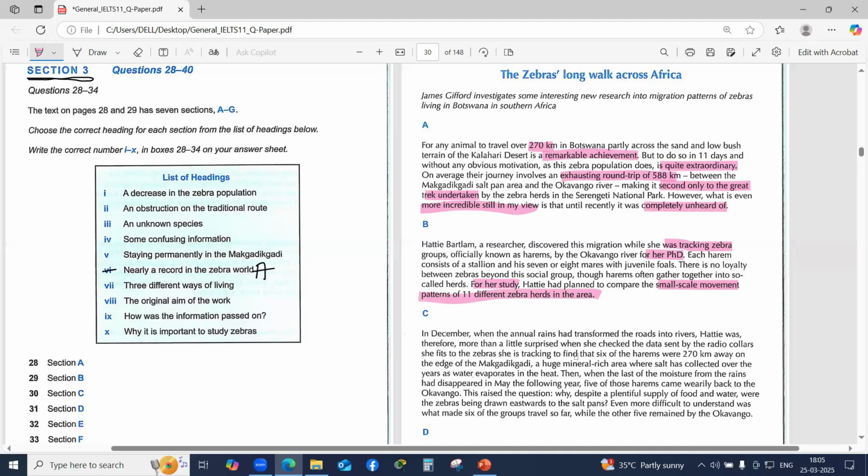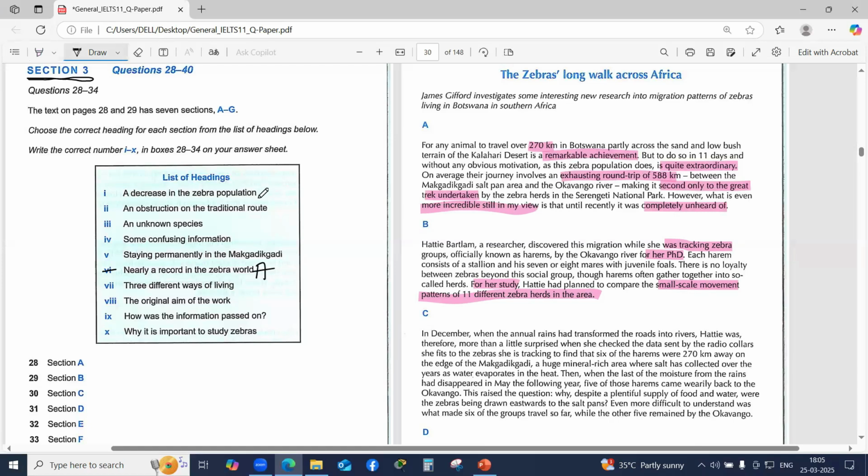Now Hattie Bertram is going to do a study, her PhD, on tracking zebras, and for her study, she is going to compare small scale movement patterns of 11 different zebra herds. Let's go and find the correct match.